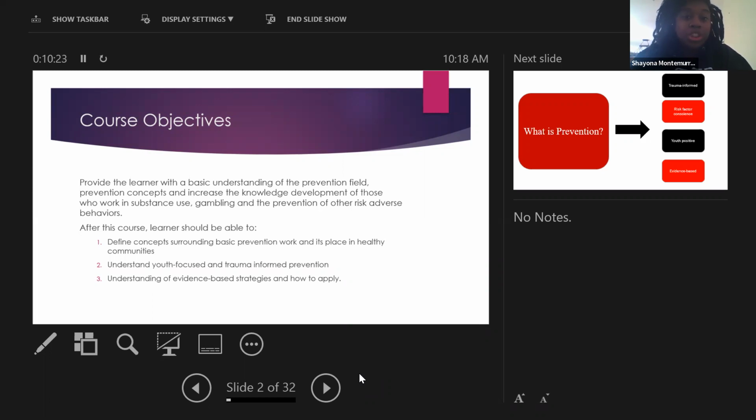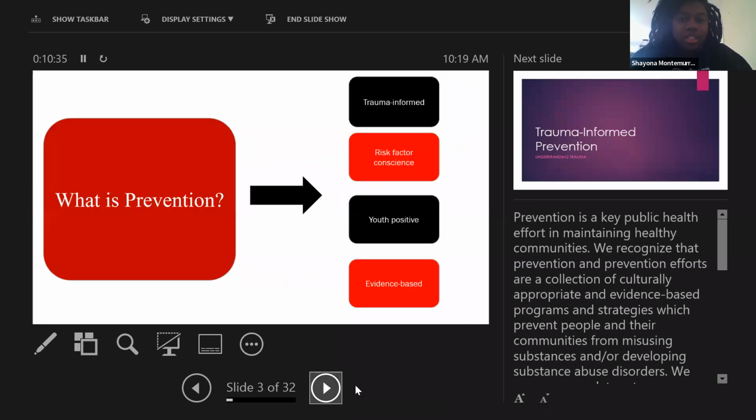This course will increase your knowledge and development of working in substance use, gambling, and the prevention of other risk-averse behaviors. So what is prevention? Well, prevention is trauma-informed, it's risk factor conscious, it's youth positive, and it is evidence-based. Prevention is a key public health effort in maintaining healthy communities.